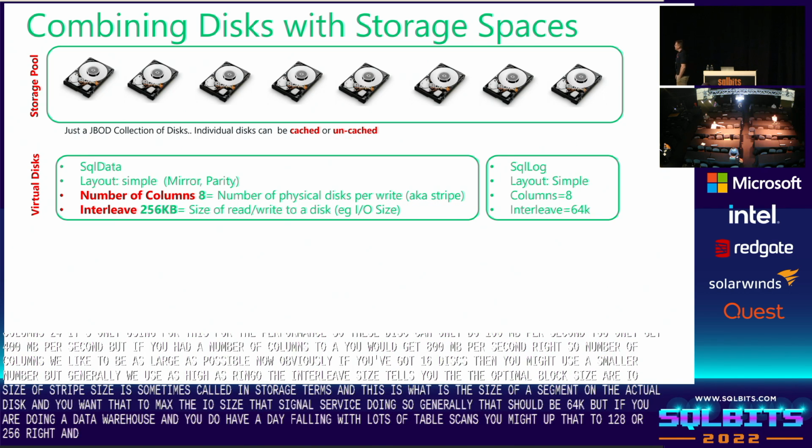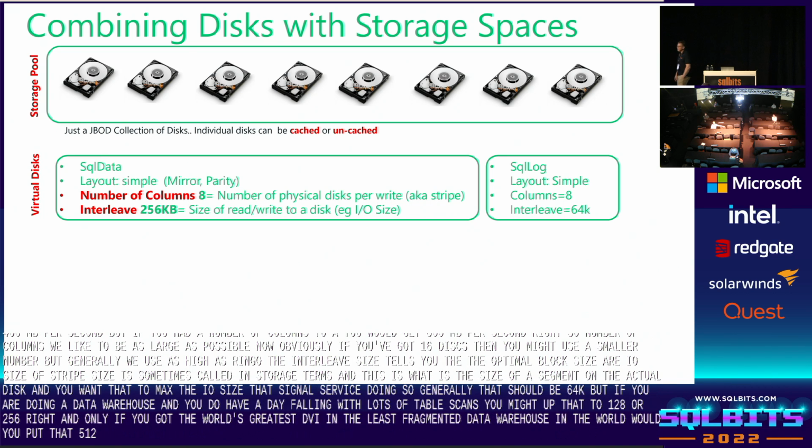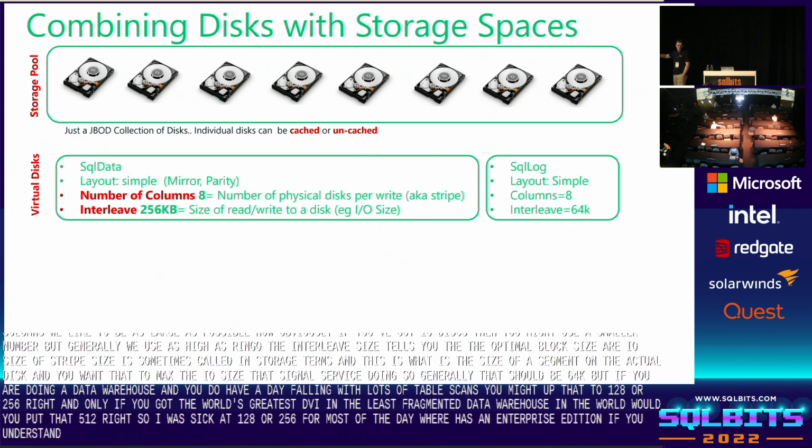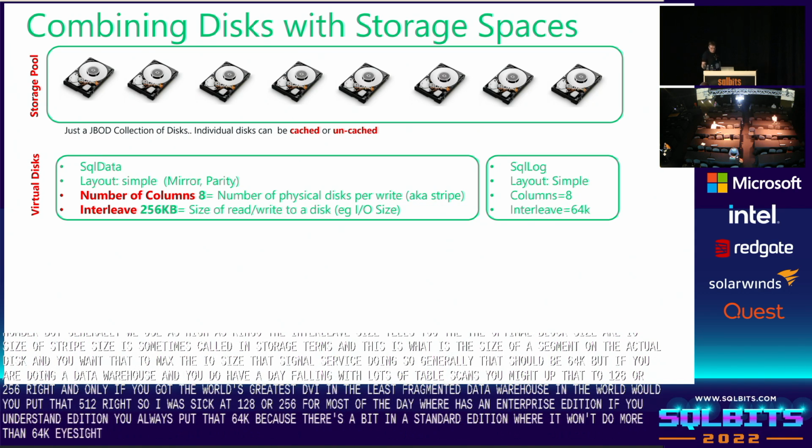And only if you've got the world's greatest DBA and the least fragmented data warehouse in the world would you put that to 512, right? So I would stick at 128 or 256 for most of our data warehouses on Enterprise Edition. If you're running Standard Edition, you always put that at 64K, because there's a bit in Standard Edition where it won't do more than 64K I/O size on table scans, read-aheads.